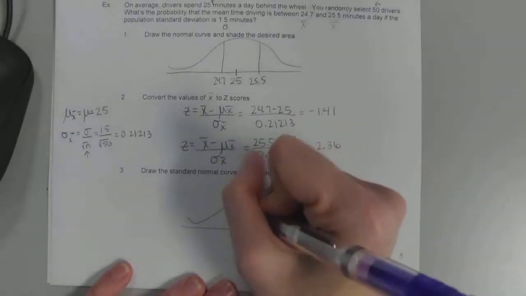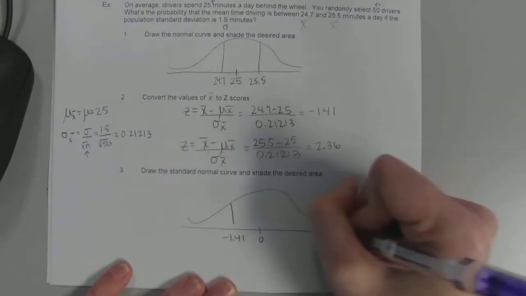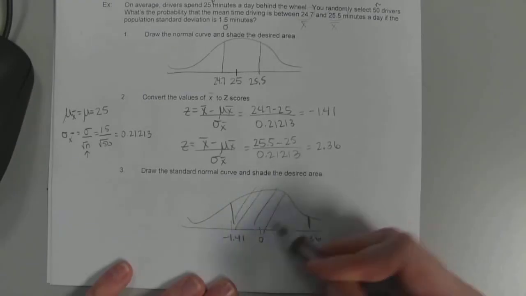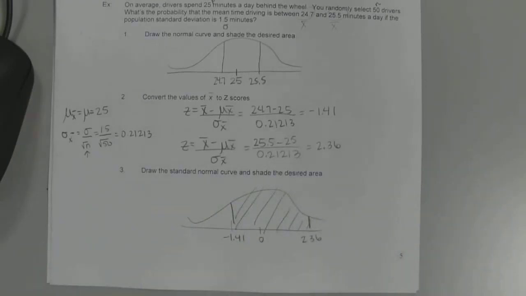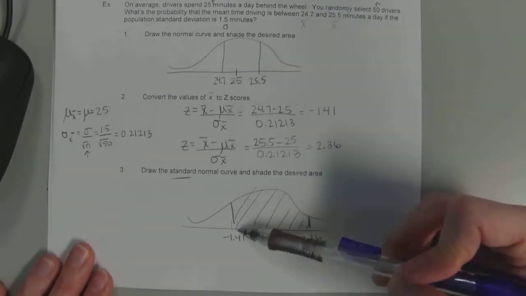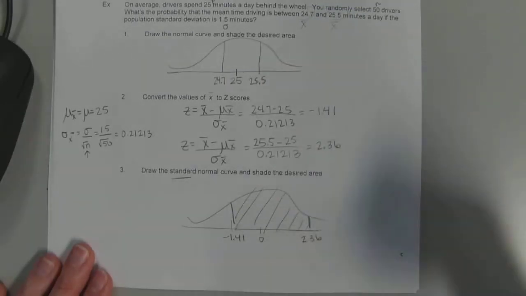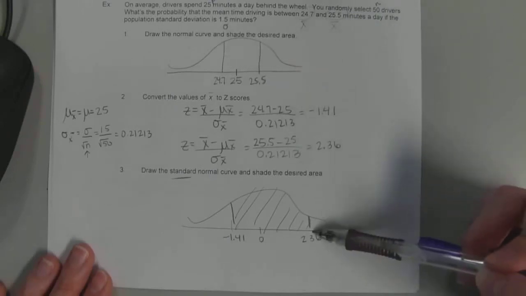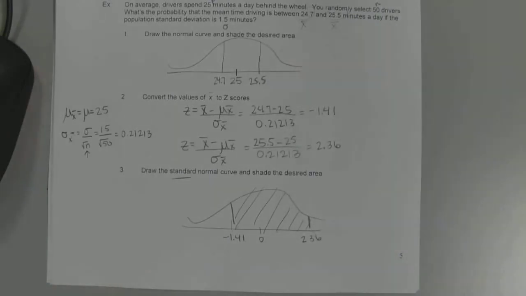So zero's in the middle, we're at -1.41 here, and then 2.36, guys, is pretty far out there. Sorry my picture's so ugly, but okay. So 0 is always in the middle of the standard normal curve, and then our value of 24.7 got changed to a z-score of -1.41, so almost a standard deviation and a half lower. And our value of 25.5 is way over here at 2.36. So we're shading a good chunk of our graph. So when we go to look up the answer, the areas that go with it, it should be a pretty high answer, okay? Because we're pretty far out there.